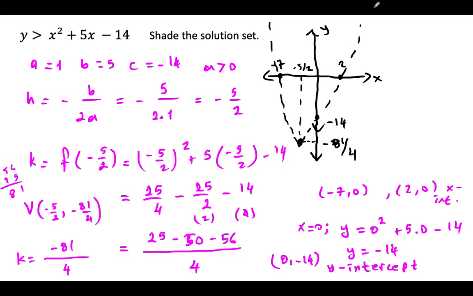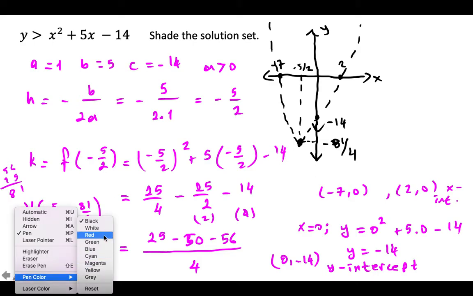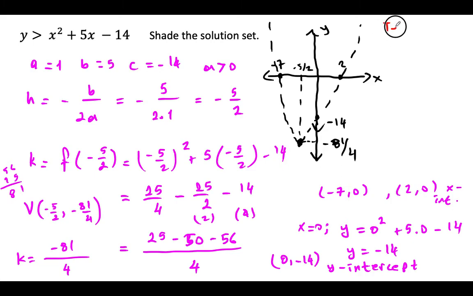Now the problem is this: I have to shade the region inside or outside. So to do this, I have to take a test point. How can I take a test point? Which one is reasonable or easy for me? I think I can take this one, where x is 3 and y is 0. If you wish, you can take 0, 0. Yeah, why not? Let's take 0, 0.